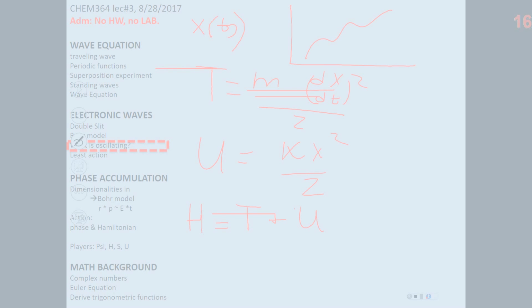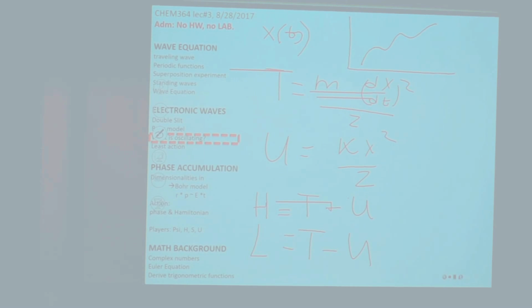Why don't we replace plus with the minus? Just as an experiment. So T minus U, and call it a different letter. H for Hamiltonian in Newtonian mechanics, and L for Lagrangian. So if you design something, just call it after your name and make others repeat it.